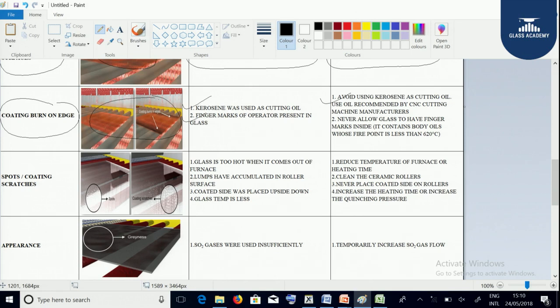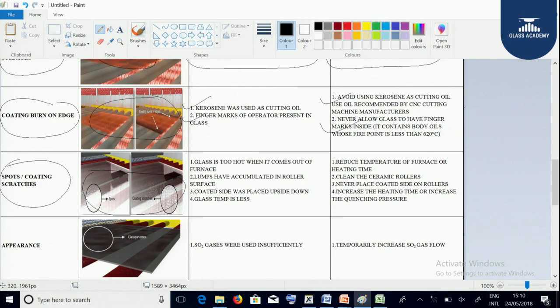Never allow glass to have finger marks inside. It contains body oils whose fire point is less than 620 degrees centigrade. Next defect you can see generally is spots or coating scratches. You can see in the figure there are spots or coating scratches.